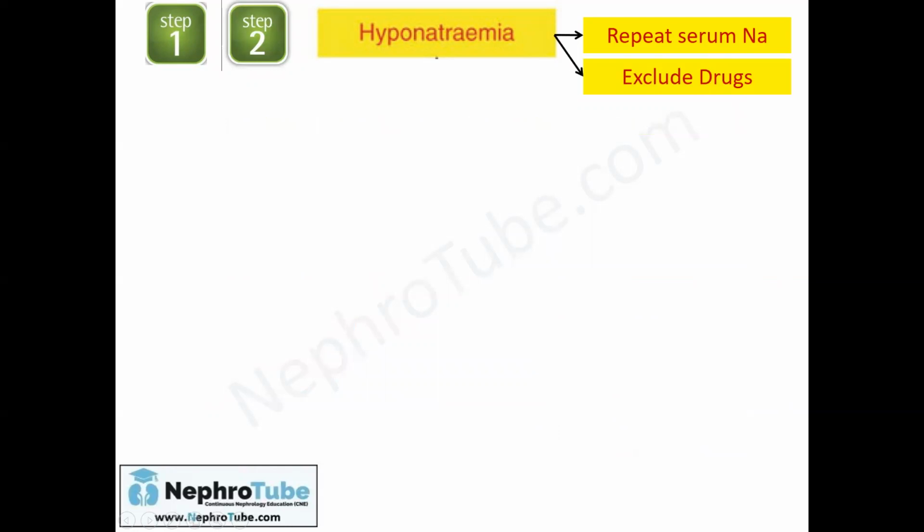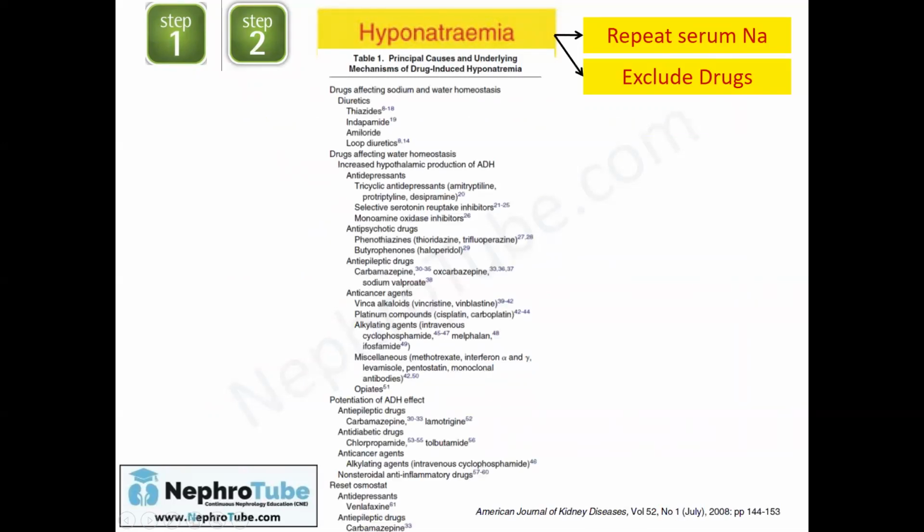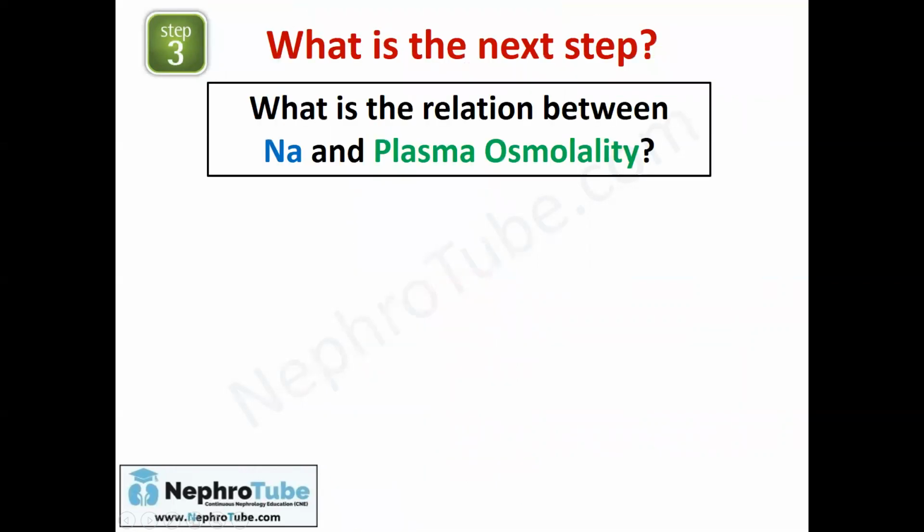The second step, after you are sure that the patient is hyponatremic, is to check the drugs that the patient takes. Actually, a lot of drugs with different incidence affect the level of sodium and cause hyponatremia. And here comes the role of the clinical pharmacist to check the drug list of the patients. So what is the third step, after repeating the sodium level and revising the drugs of the patient?